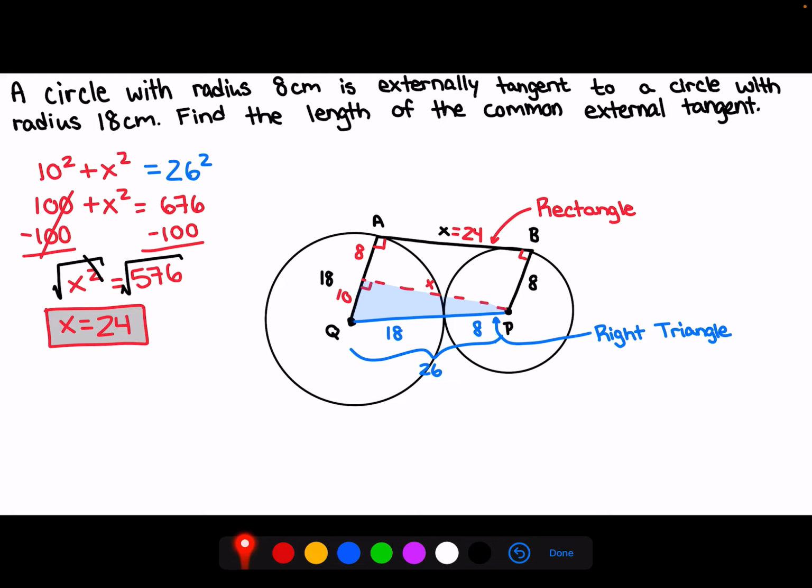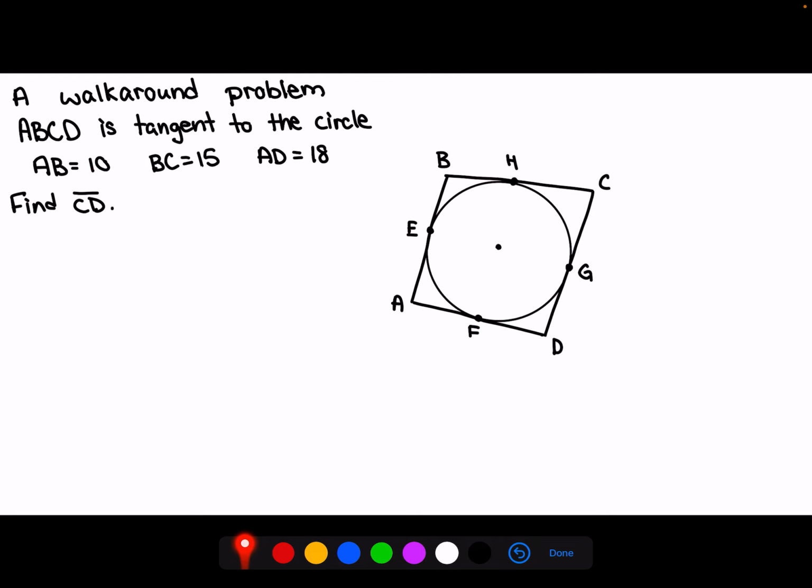All right, let's go ahead and try out some walk-around problems. So here's our first walk-around problem. We're given ABCD is tangent to the circle. So I have our circle here. I have ABCD, this quadrilateral going around it. I see that we have points of tangency as points E, H, G, and F. Those are where we have our points of tangency.